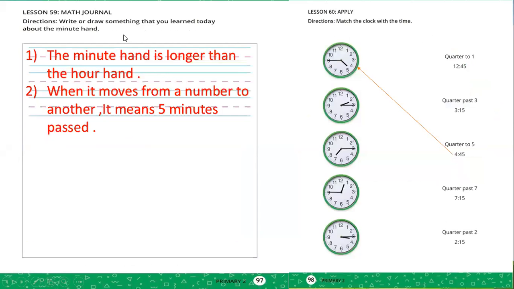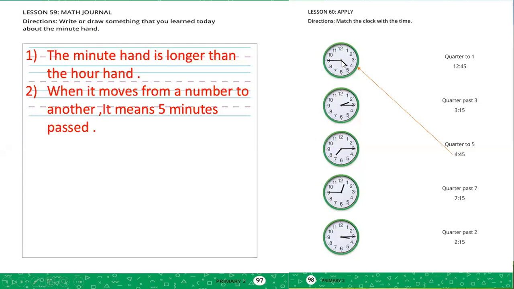Write or draw something that you learned today about the minute hand. We learned that the clock has two hands, a long hand and a short hand. The long hand shows minutes, so the minute hand is longer than the hour hand. When we move from one number to another, it means 5 minutes have passed. Let's solve this exercise together.